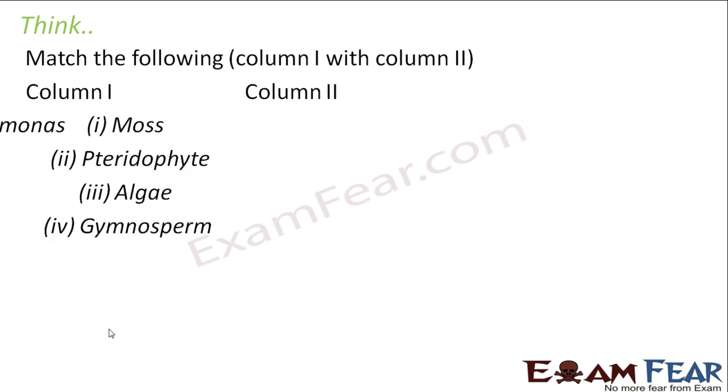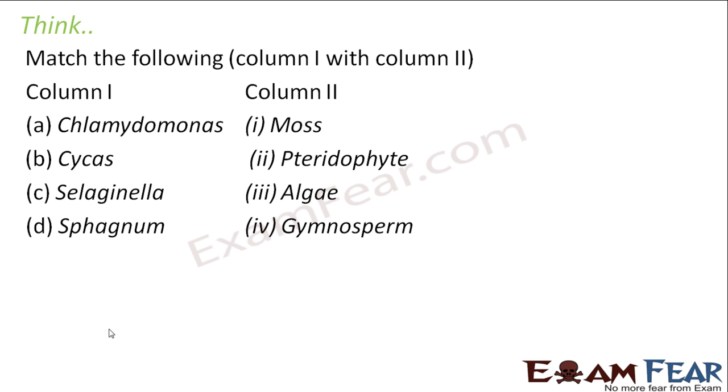Next is match the following. So we are given 2 columns and we have to match these examples of plants with their corresponding groups. Chlamydomonas is an algae. Cycas. What is Cycas? Cycas is a gymnosperm. Selaginella is a pteridophyte. And the last one is sphagnum, which is a moss. The sphagnum is the one which acts as a very good packing material.